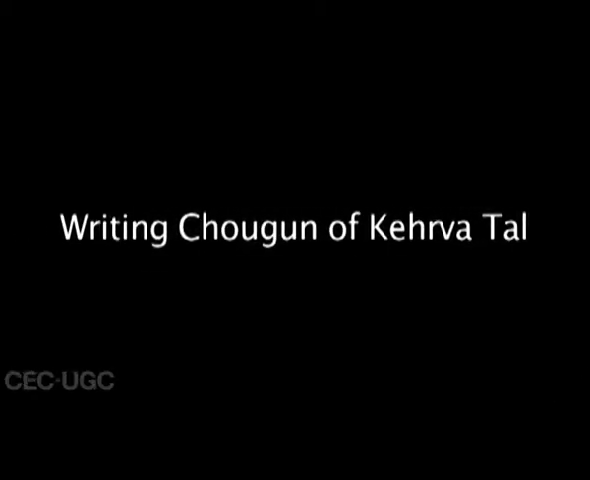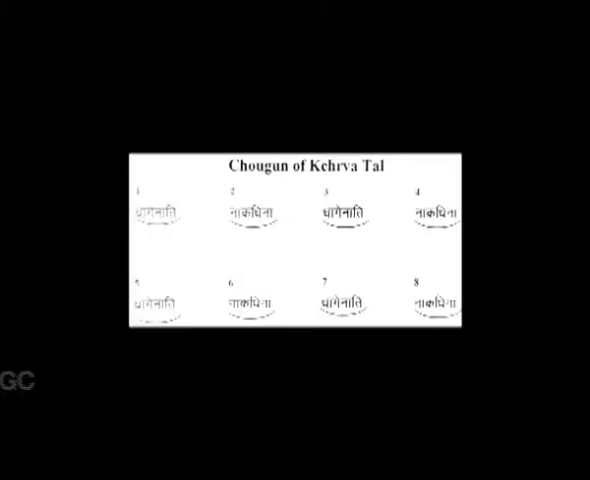Writing Chougun of Kehrva tal. As I have said, Chougun is 4 times faster than the basic lay. For writing Chougun Layakari of tal, the method is the same. The symbol for writing Chougun Layakari is the same, that is an Ardh Chandra, a half moon like figure for combining 4 bols together in one beat in Chougun. You can see Chougun of Kehrva tal written in the script.